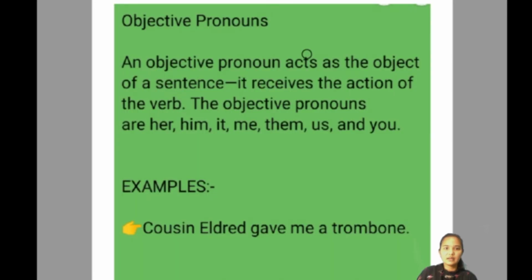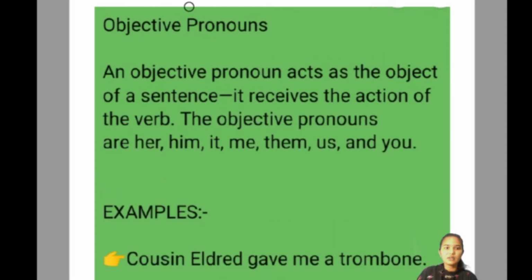Objective pronoun. So let us see its definition. An objective pronoun acts as the object of a sentence. It receives the action of the verb. Objective pronouns are her, him, it, me, them, us, and you. Okay, so what will an objective pronoun do? It will act as the object of a sentence.